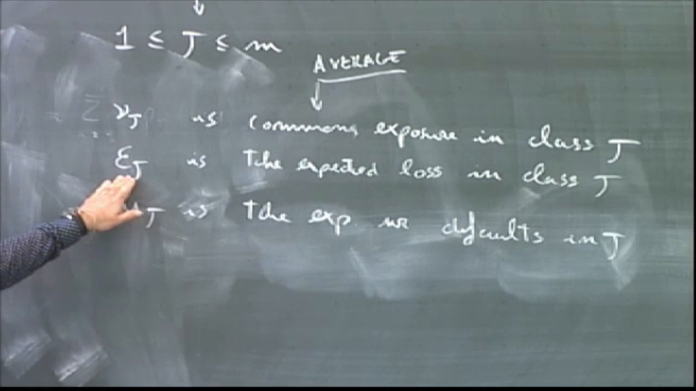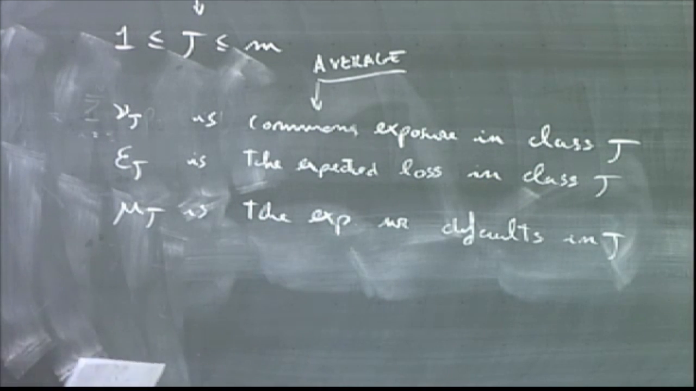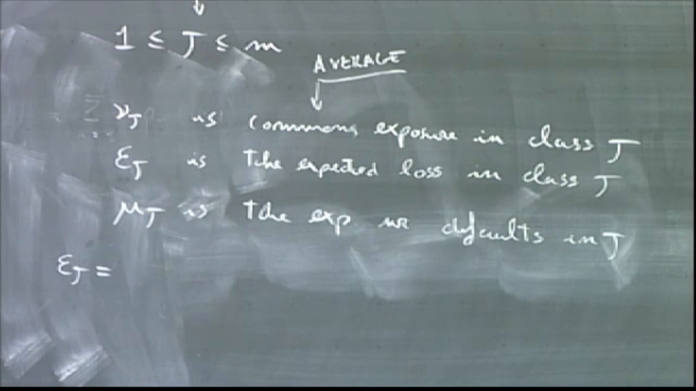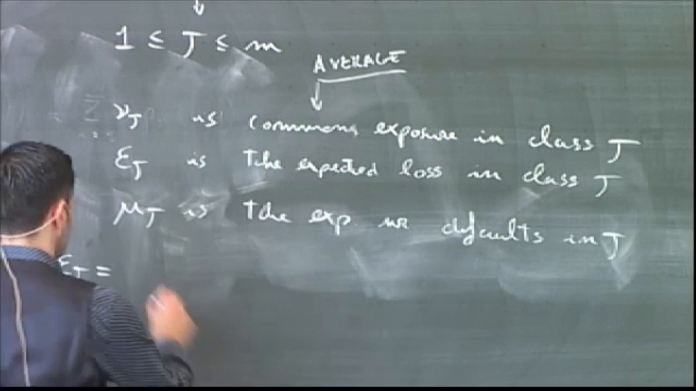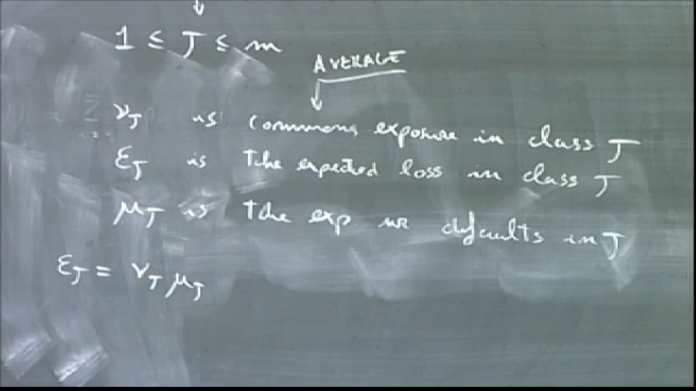Now, if this is the expected loss in class J, this is the common exposure, and this is the number of defaults, which is the relationship among them. The expected loss in the class will be the common exposure multiplied by the expected number of defaults. So on average, I lose 1,000 euros per obligor. In that class, I have 10 defaults, 10,000 euros.